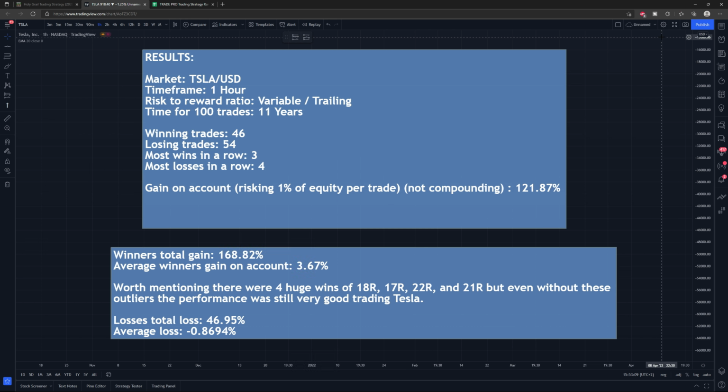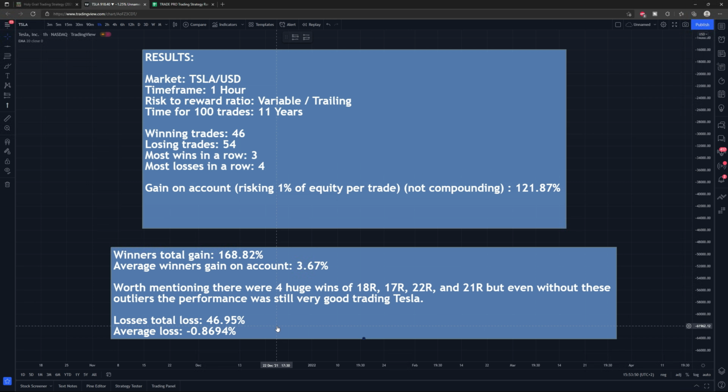Taking a look at the losses, 46.95% down on the account from the losses, and it's not 54, even though we have 54 losing trades, it's not minus 54%, because some of those losses, even though risking up to 1% per trade, the trailing stop loss minimizes some of those losses. So you can see the average loss was actually 0.8694%. All right. So that's why it's not minus 54% for those 54 losing trades, just because that trailing stop loss sometimes does minimize the losses.